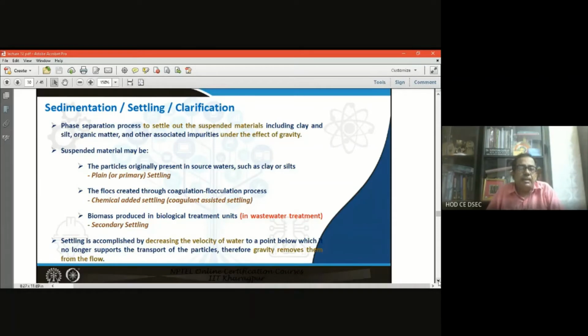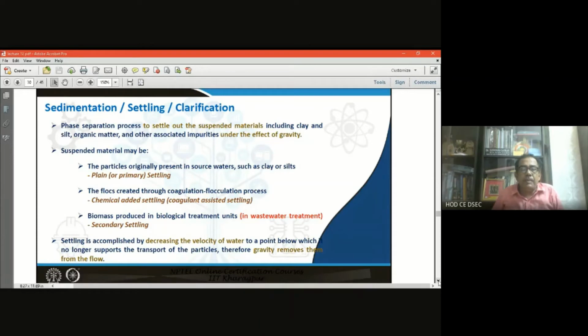That suspended material may be the particles originally present in the source of water, in the form of clay, silt, etc. That is called plain settling, or adding the coagulant. When you add the coagulant, then the flocs created through the coagulation flocculation, then it is called chemical added settling. So one is the physical settling under the gravitational force. Chemical added settling is also under the gravitational force, but prior to that, we have added the chemical or the coagulant for making the floc. So this is called the chemical added settling.